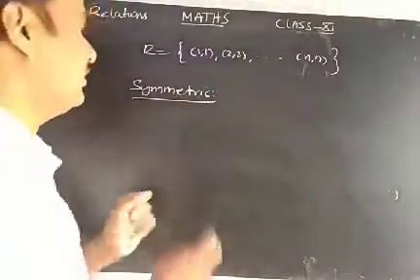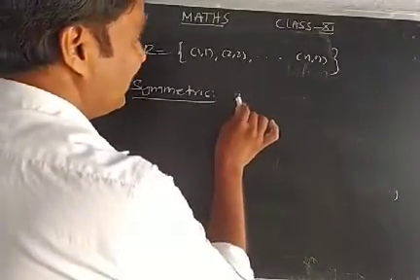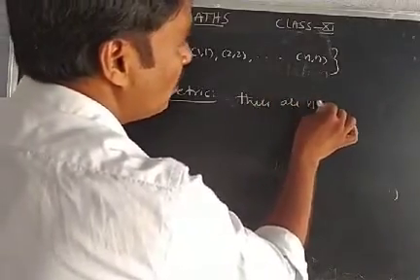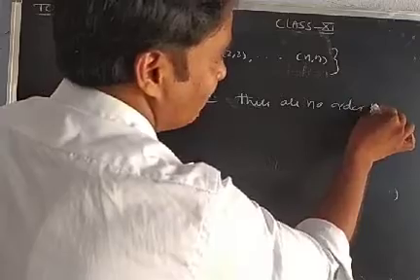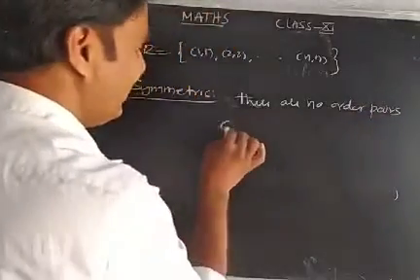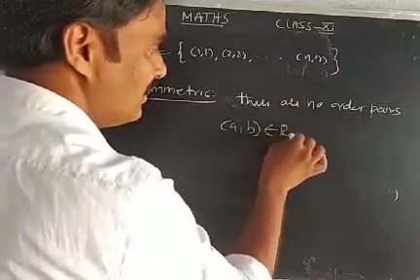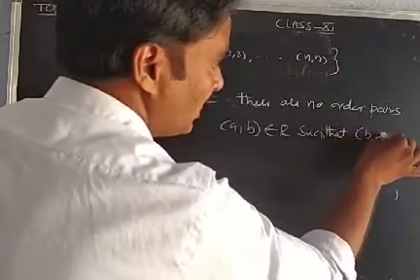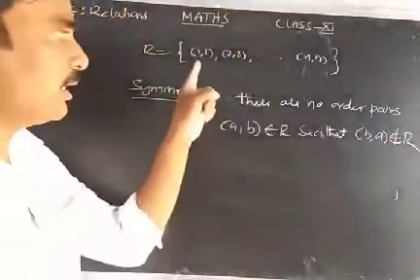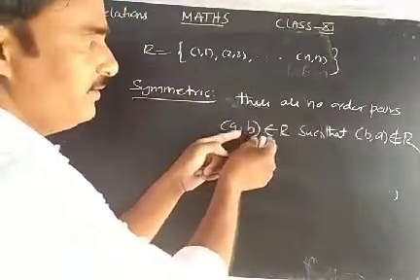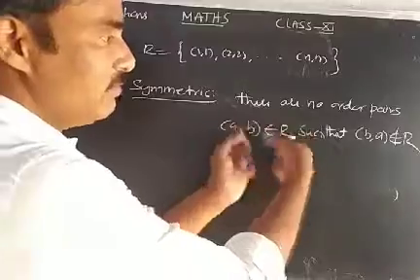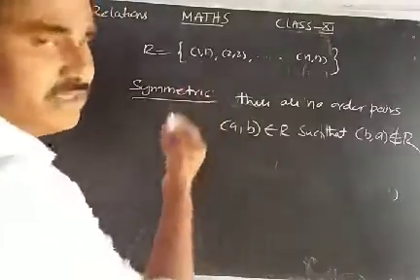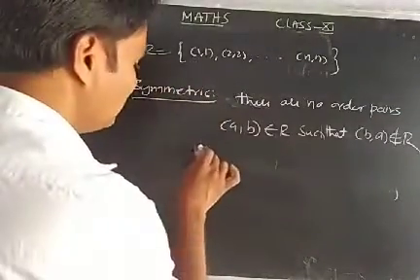See here, two ways we can take. There are no ordered pairs (a, b) belonging to R such that (b, a) does not belong to R. So there is no ordered pair where these two elements are different and belong to R, and by interchanging, (b, a) does not belong to R. There are no such ordered pairs, so we can say R is symmetric.